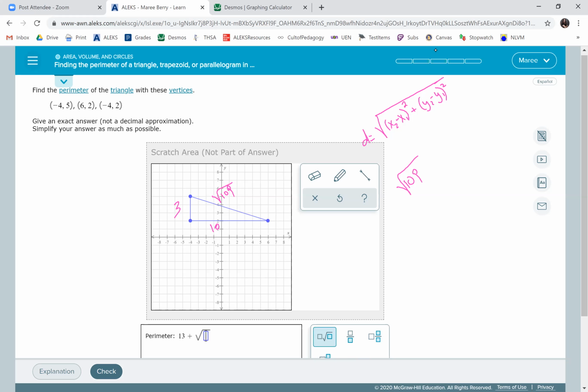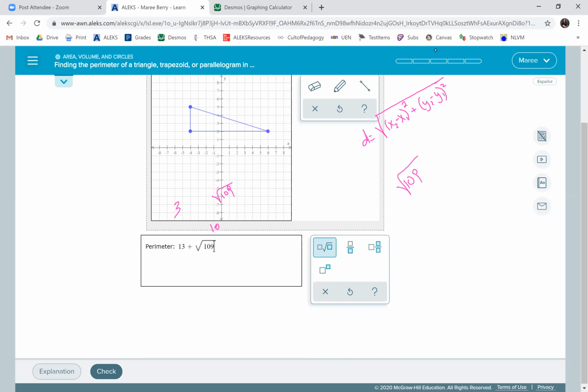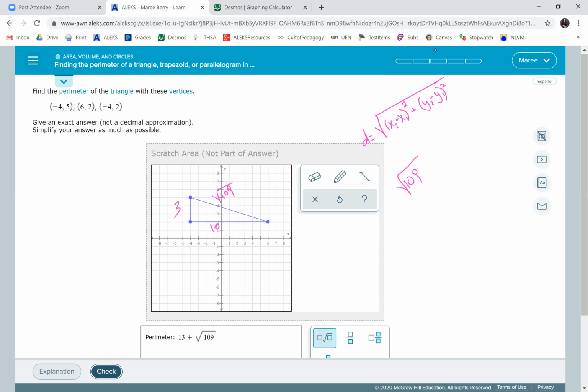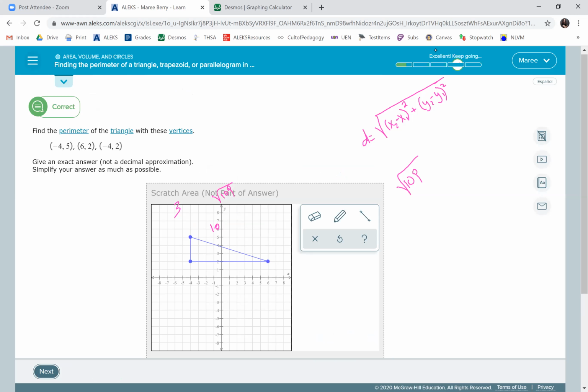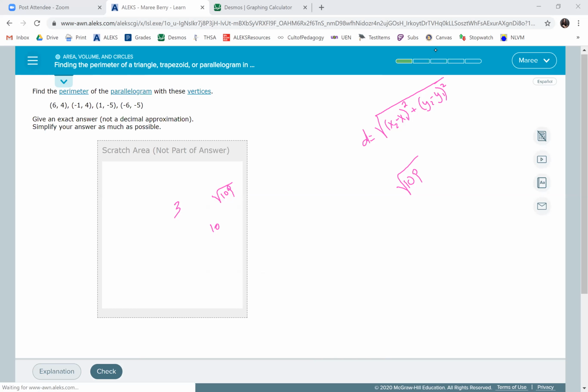Why do they have an explanation button right there? Is it always that way? Yeah, I remember that. Okay, we'll go on to the next one.